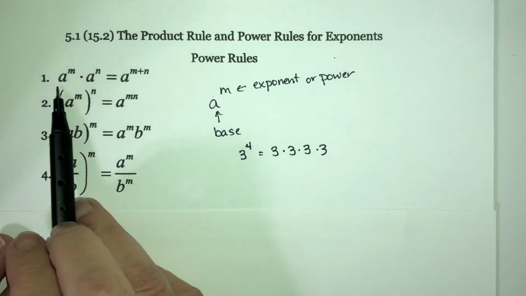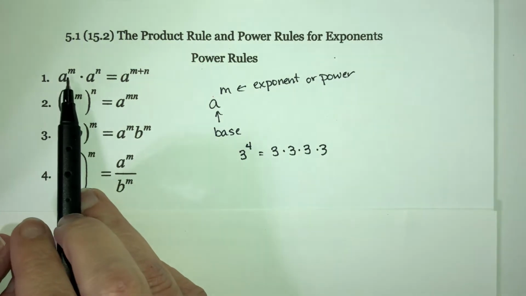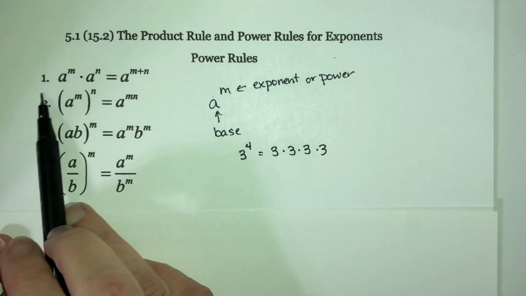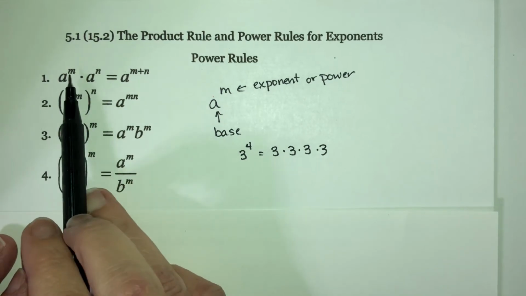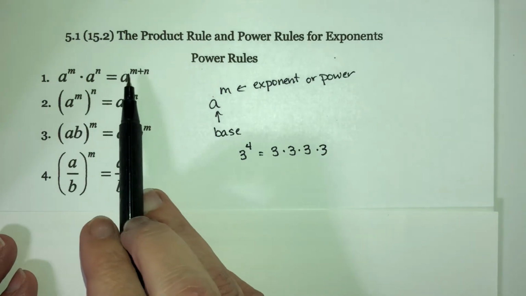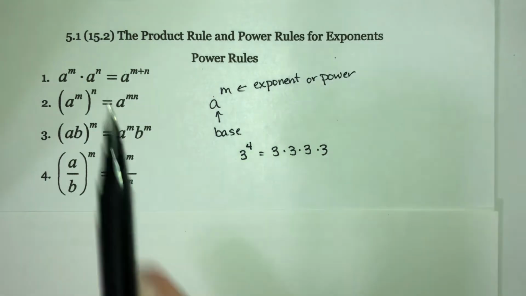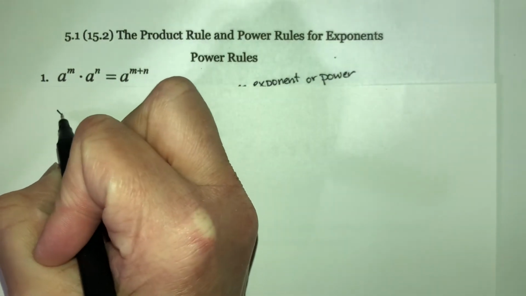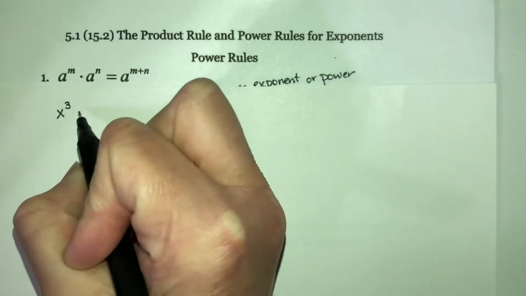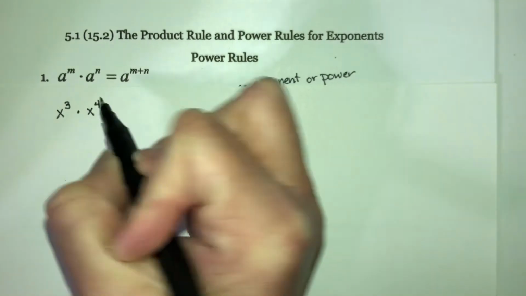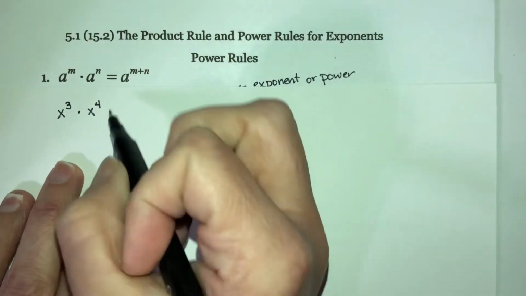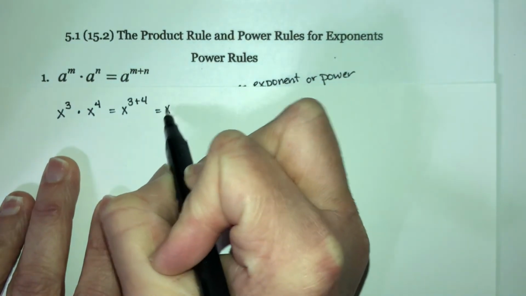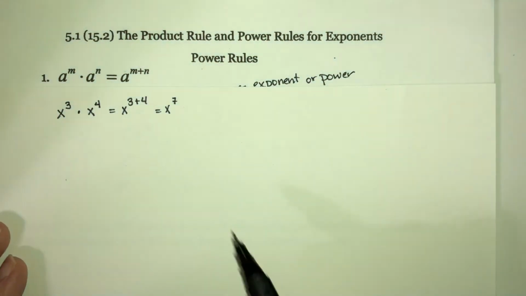Now for this first property, a to the m times a to the n. If we have the same base, that's important, it needs to be the same base. What we get to do is we keep that base and we add their exponents. So let's look at a simple example to see why that might work. Let's say we have x to the 3rd times x to the 4th. If I'm just following the pattern, what this should be is x to the 3 plus 4, which is x to the 7th. Okay? Let's go by definition.